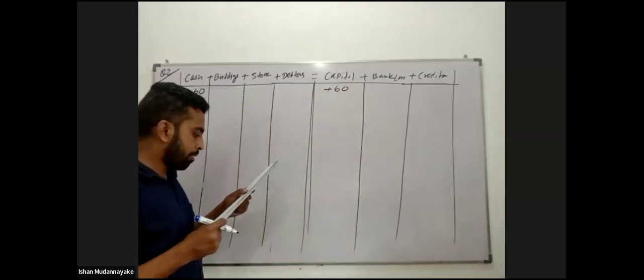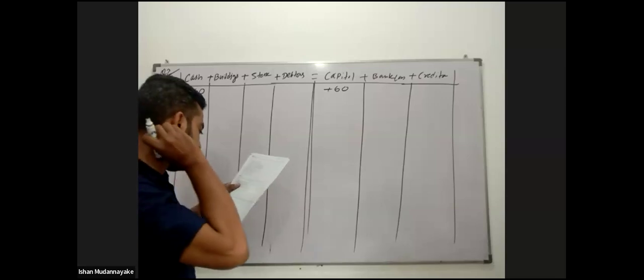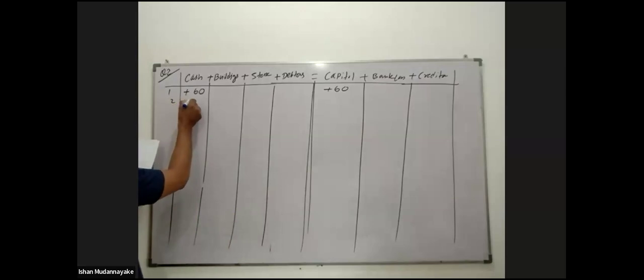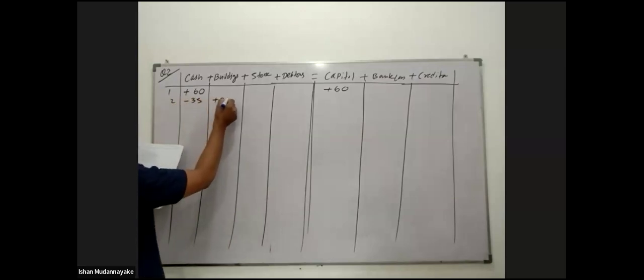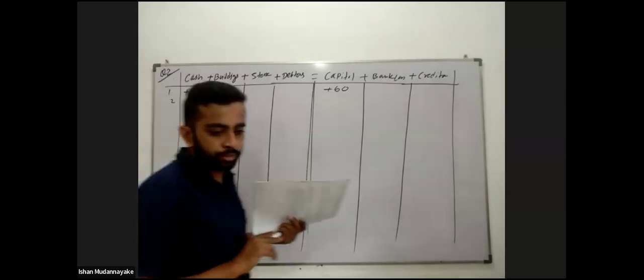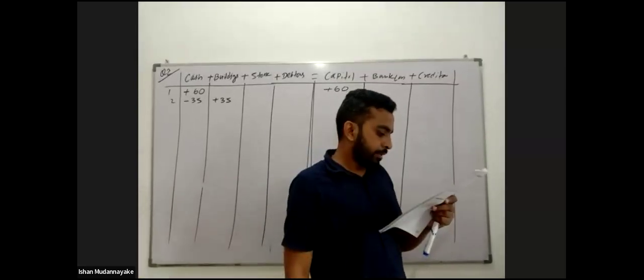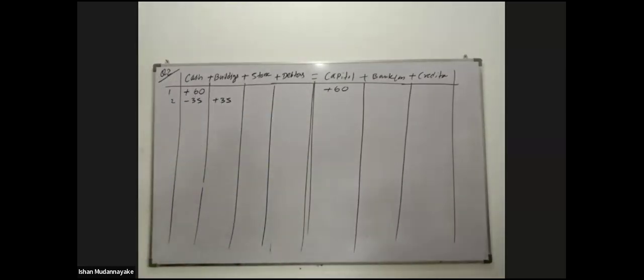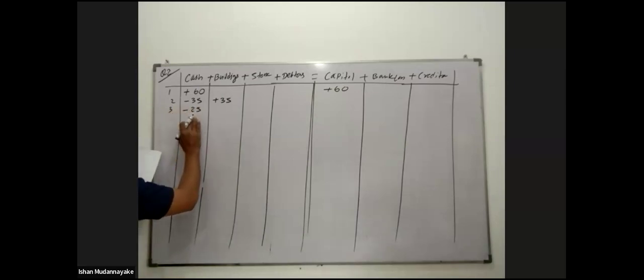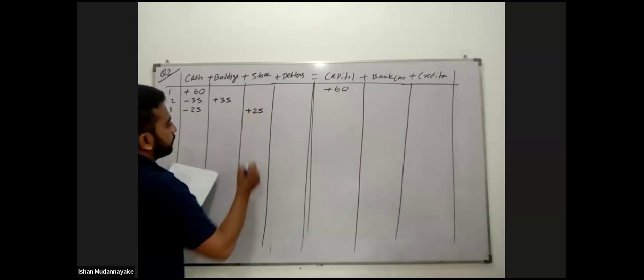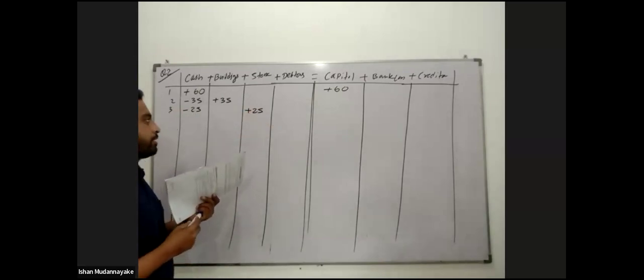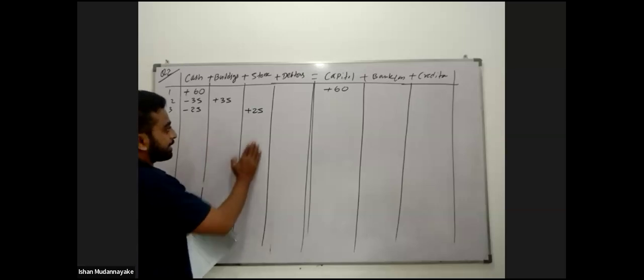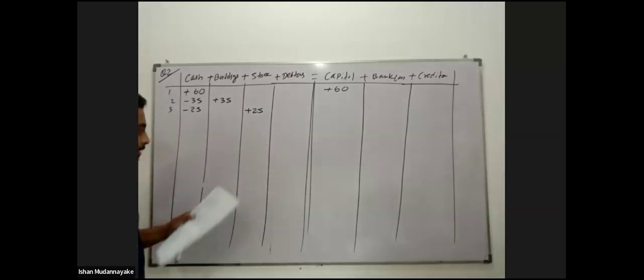First transaction. Second one, purchase a building for 35,000 in cash. Cash minus 35,000, building plus 35,000. Transaction number 3, cash paid to buy trade stock amounting to 25,000. Cash decreased by 25,000 and stock increased by 25,000. Every transaction has a dual impact: decrease asset, increase asset.